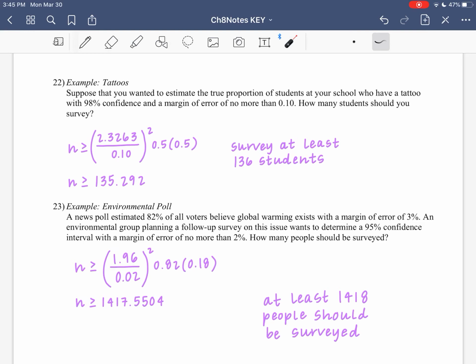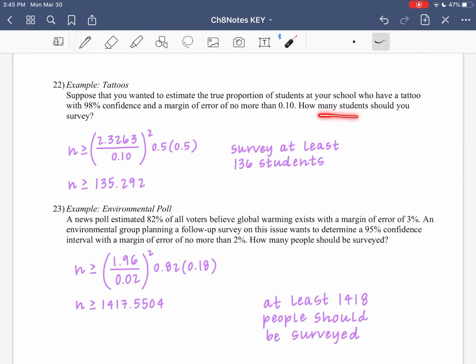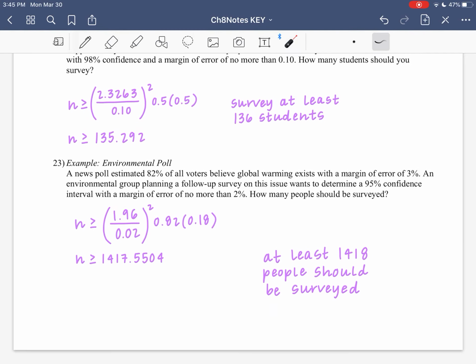It's really important to note that this is an inequality that says greater than or equal to. Remember, we're looking for a number of students to survey. If you calculate this in your calculator, you're going to get a decimal, not necessarily a whole number. That's usually the case with all of these types of problems. And you want to think, well, we're asking a number of students. I can't ask 135.292 students. And because this inequality says greater than or equal to, we want to make sure we go to the next highest whole number. So that's why our answer would be at least 136 students.